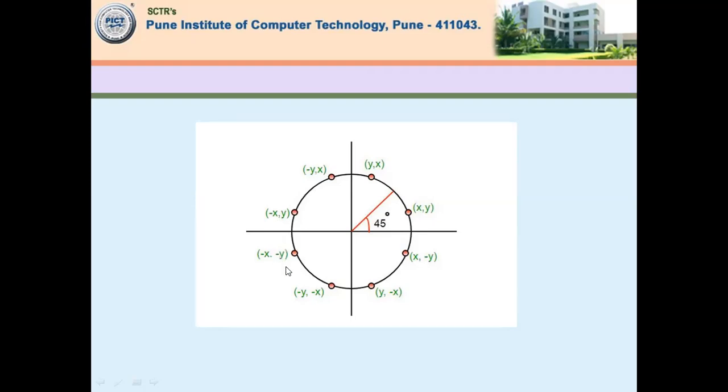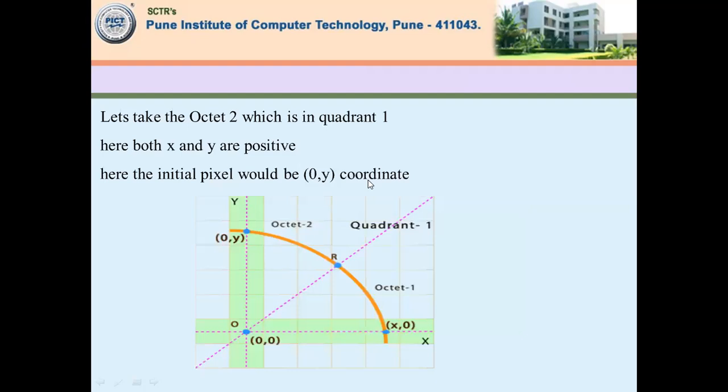Okay, again the third quadrant, both values are negative, right? Minus x, minus y, minus y, minus x. Similarly, in the fourth quadrant, first positive, next negative, right? y, minus x, x comma minus y. So this is the symmetric property of a circle. Okay, so here we are going to consider quadrant one, and this octant we are going to consider. Let's see again with the help of an example.